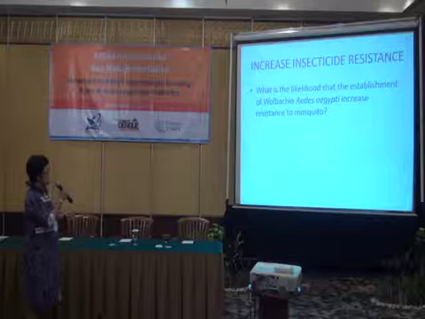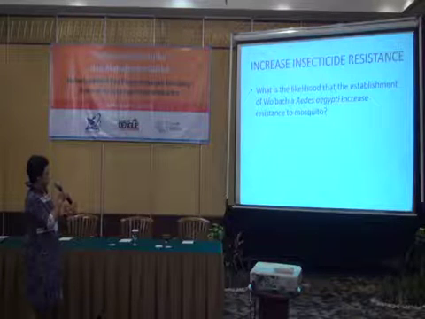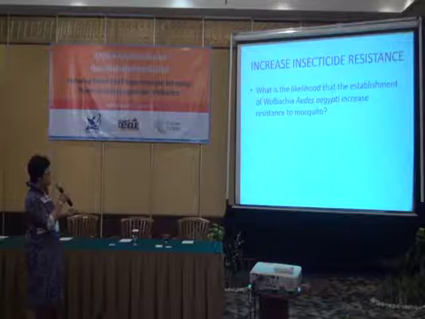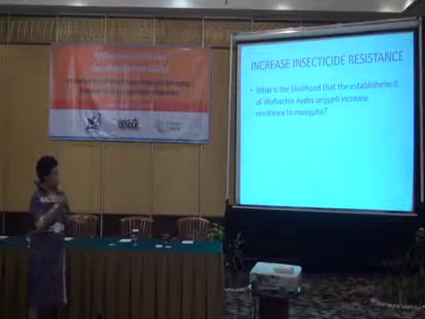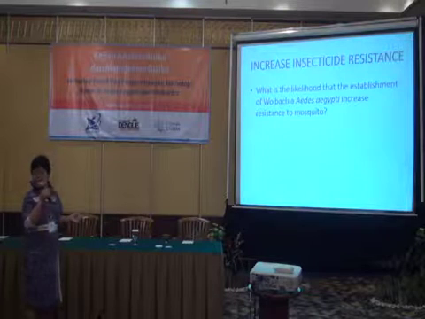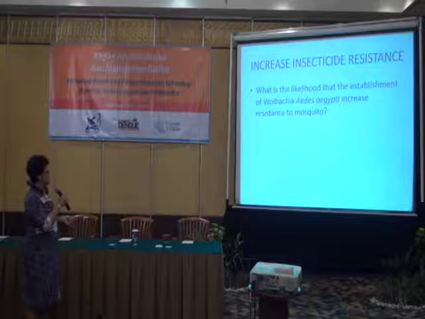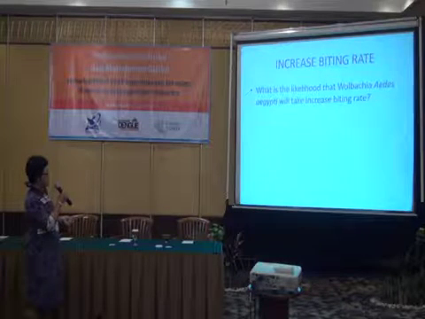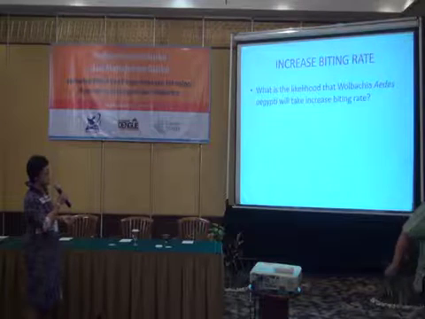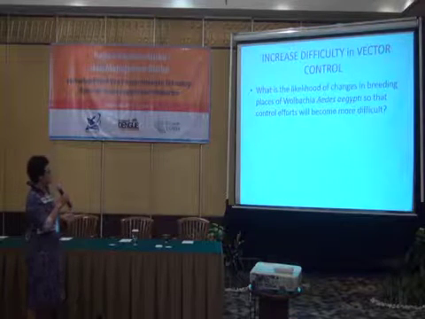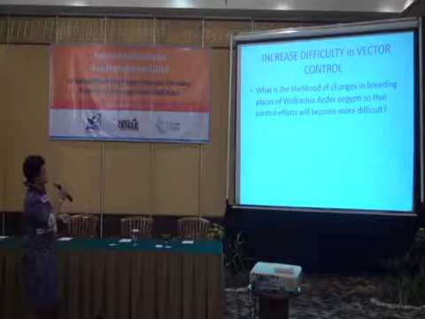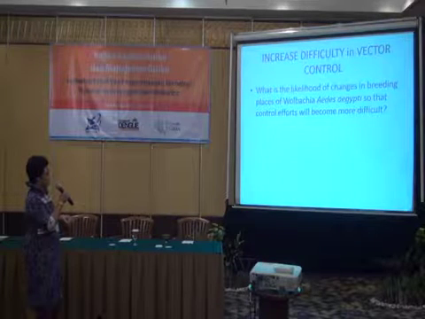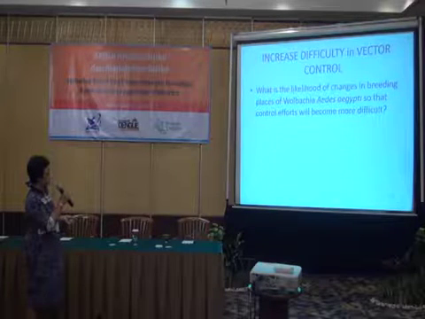Increase insecticide resistance. What is the likelihood that the establishment of Wolbachia in Aedes aegypti increases resistance of mosquitoes to insecticide? And then increased biting rate. What is the likelihood that Wolbachia in Aedes aegypti will lead to increased biting rate? And the third, increased difficulty in vector control. What is the likelihood of changes in breeding places of Wolbachia Aedes aegypti so that control efforts will become more difficult?